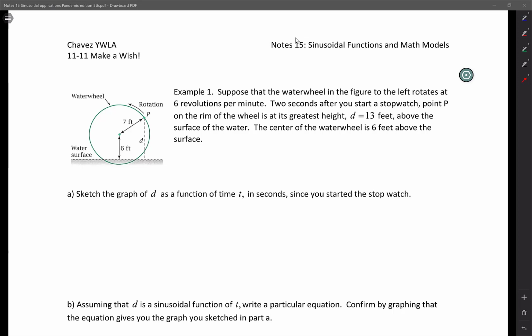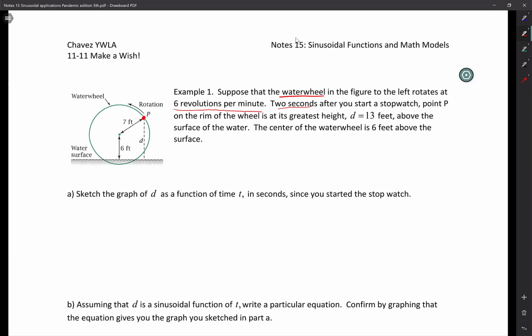So here we go. Example 1. Suppose that a water wheel, and I hope that you guys know what a water wheel is. If you don't, go to Google and type in water wheel, and you can see what it is. In the figure to the left, it rotates at 6 revolutions per minute. So 6 revolutions per minute, that might be important info. Maybe underline it.